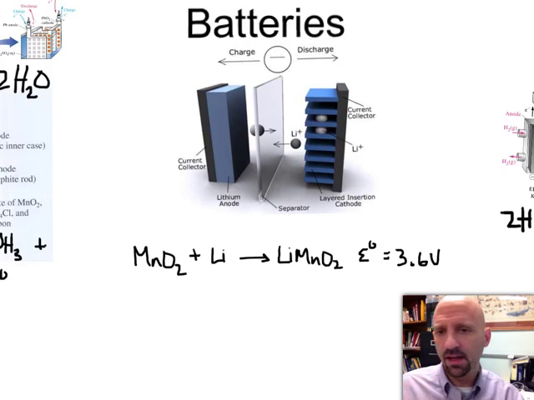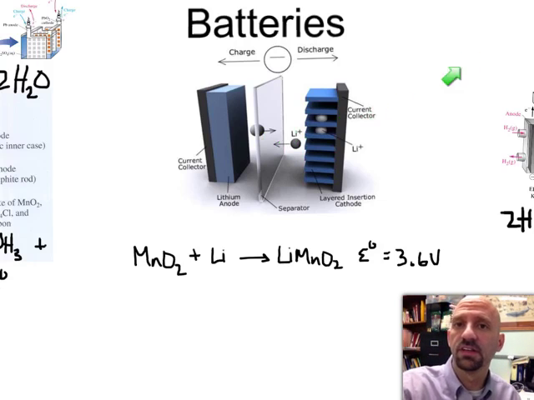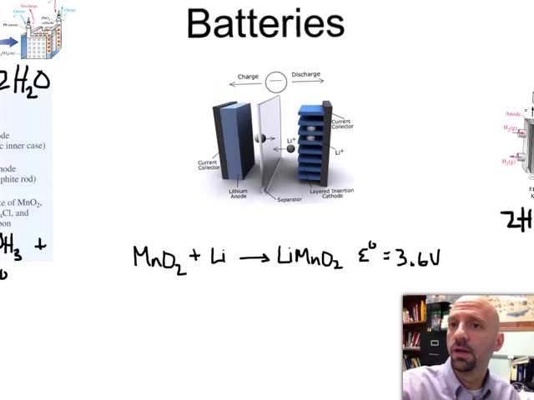All right, and because of their ease of being recharged, they make great consumer electronic batteries. They provide a lot of voltage, right? 3.6 volts, that's a pretty good punch for such a relatively small package. So that's lithium-ion batteries. Let's get that guy out of our way now.